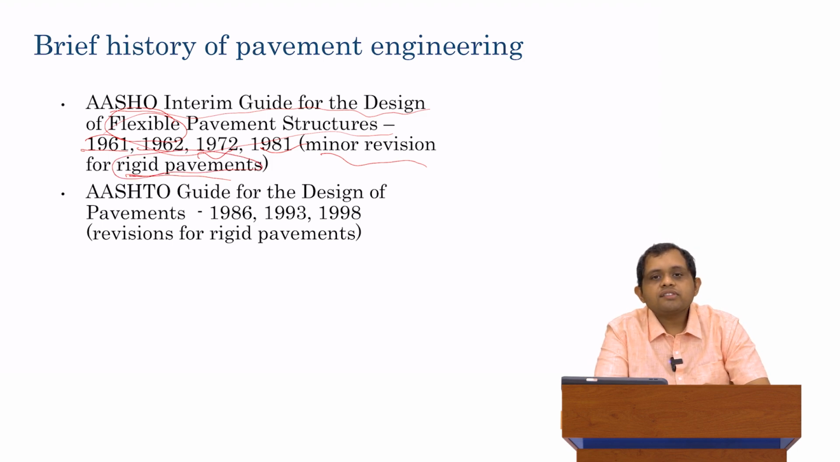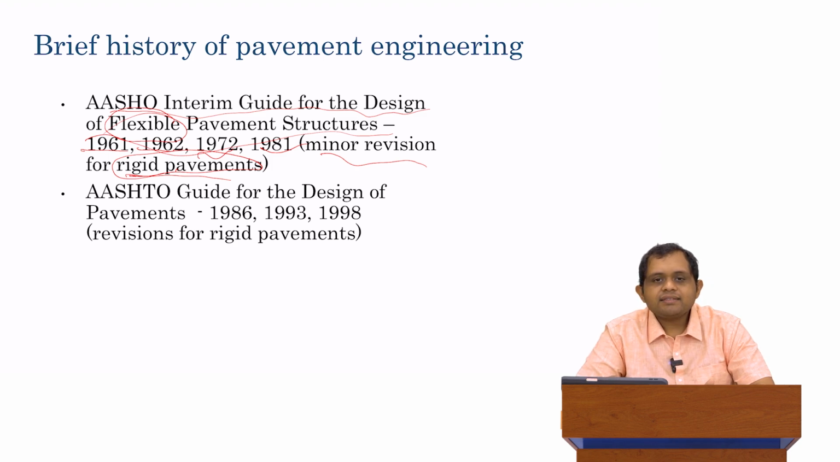So what you can see is, starting in 1961, it was called the Interim Guide for Design of Flexible Pavement Structures. So there was not even much consideration of rigid pavements in the 1961 standard. By the 1981 revision to the standard, a large section on rigid pavements had been added. So the design of rigid pavements started off slowly, but then it picked up quite significantly, such that more additions had to be added just to accommodate knowledge about rigid pavements.